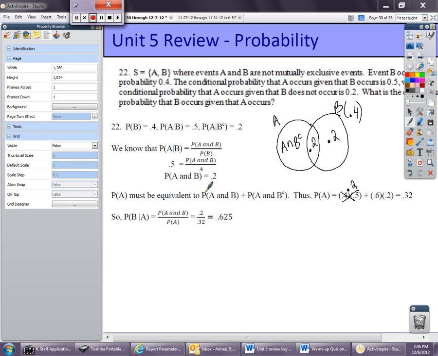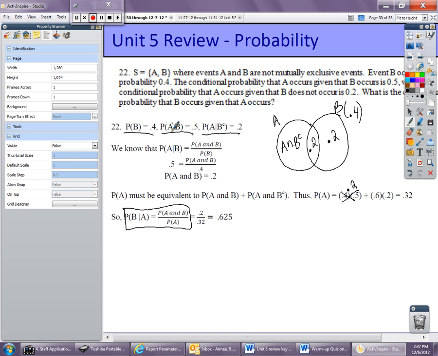Alright, so I also want to expand a little bit on number 22. Again, in this problem, you really want to go through and identify what you already know, and then identify what you're looking for. So in this case, this is what I'm looking for. Now you have to think, is there a way to get the probability of A and B with the information that I'm giving?